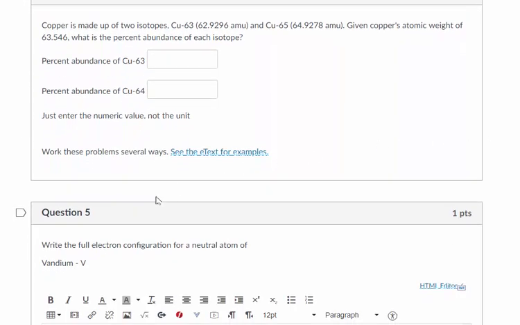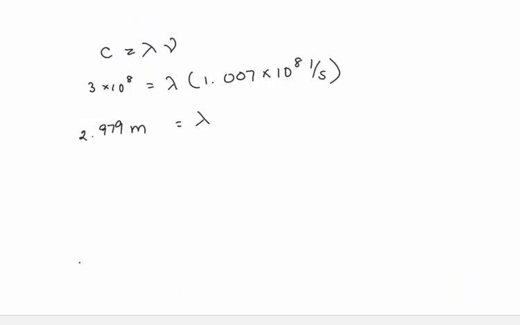Number 4, copper is made of 2 isotopes. We have copper 63 with this mass and copper 65 with this mass. Given that copper's atomic weight is this number, what's the percent abundance of each isotope? Well, first, we'll set up our problem. Remember that the atomic mass that is reported on the periodic table, 63.546, is a weighted average of the natural isotopes.